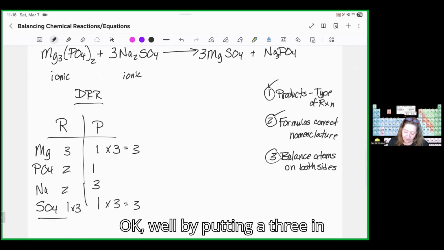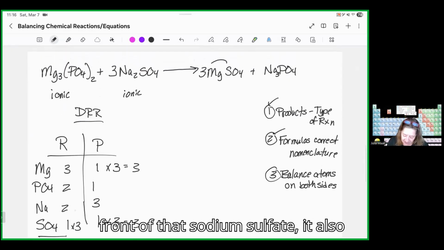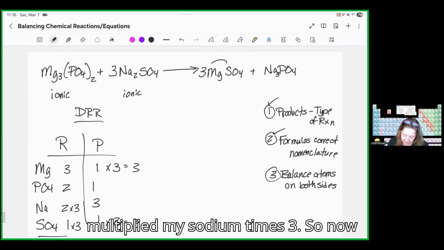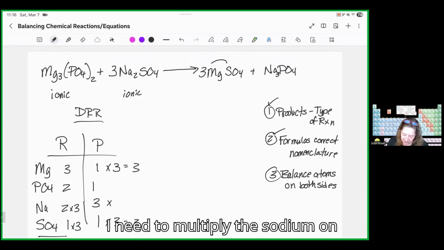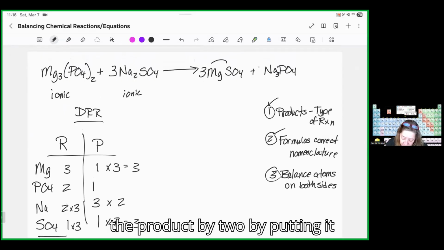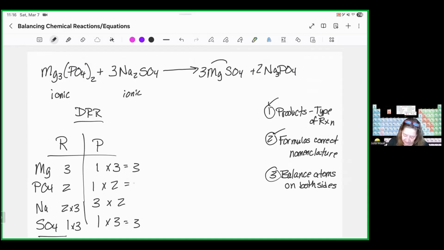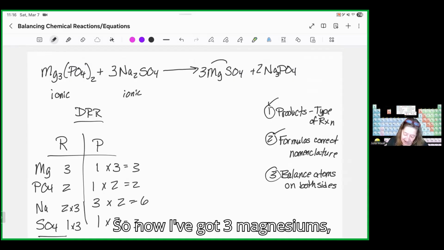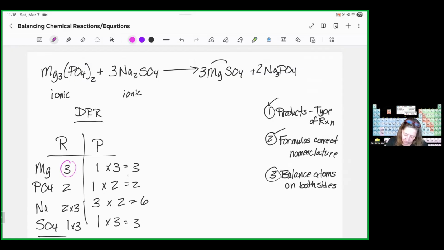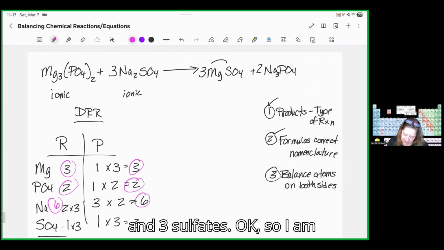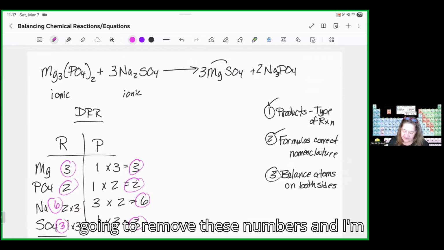Well, by putting a 3 in front of that sodium sulfate, it also multiplied my sodium times 3. So now I need to multiply the sodium on the product by 2 by putting a 2 in front of there. And that multiplied my phosphate times 2. So now I've got 3 magnesiums, 2 phosphates, 6 sodiums, and 3 sulfates.